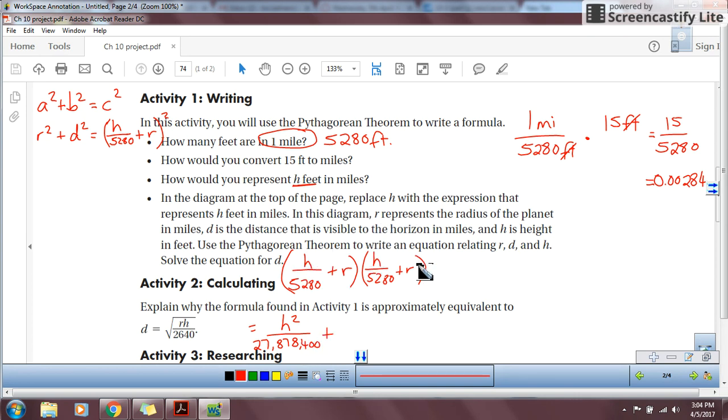Now my terms on the outside, I have R times H over 5,280. Terms on the inside, I have the same thing, R times H over 5,280. And terms that come last, I have R times R, which is R squared. So this long big thing here is what this equals, okay? So if we're trying to solve this equation for D, obviously we would subtract R squared from both sides. Well, you can see R squared minus R squared, they cancel out.